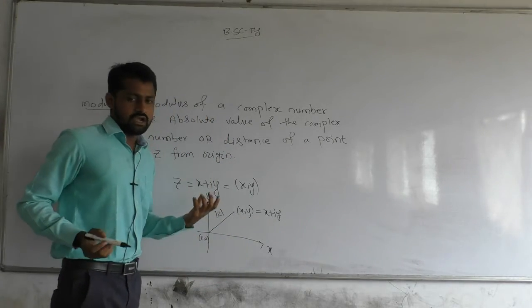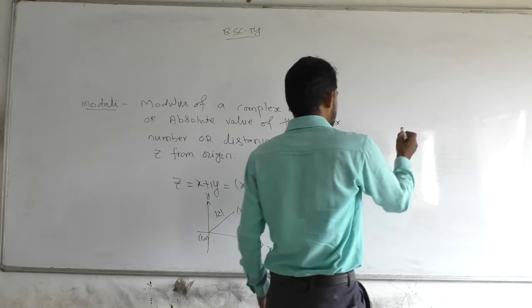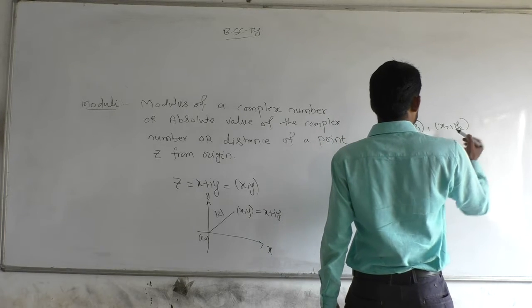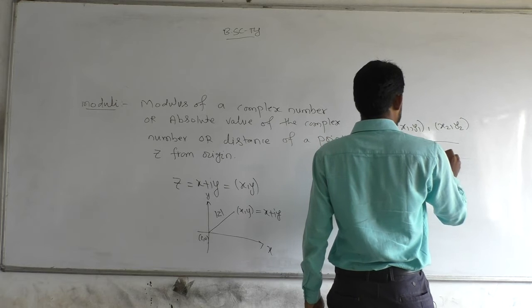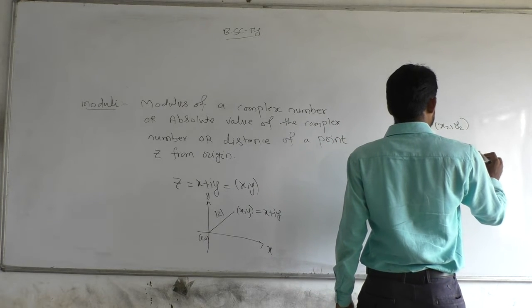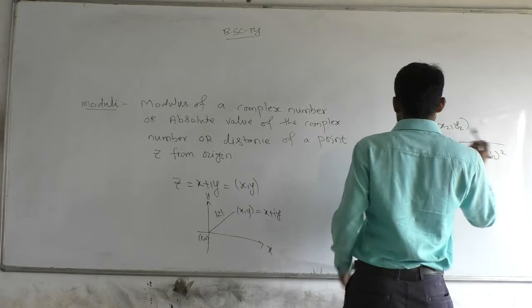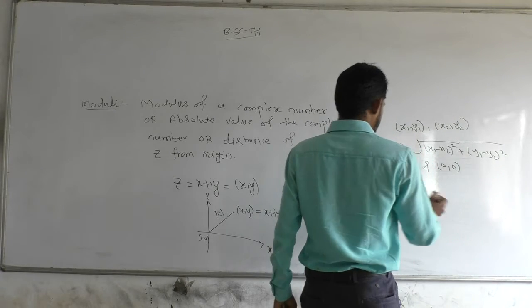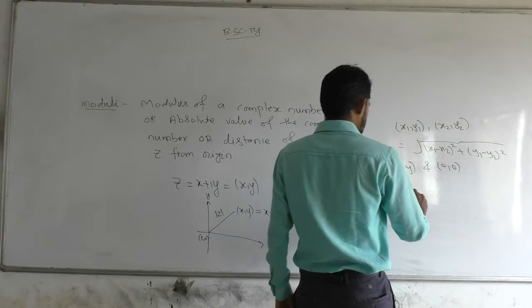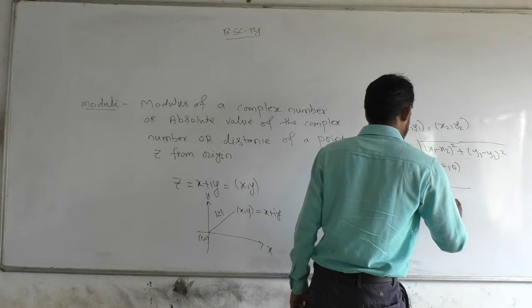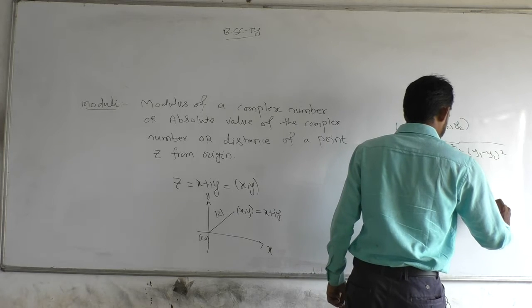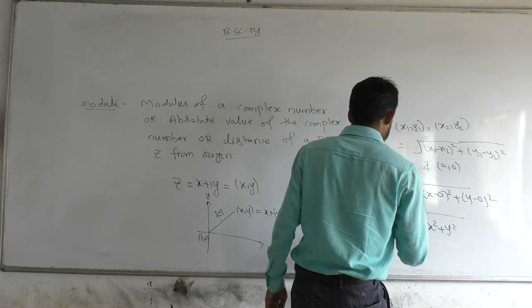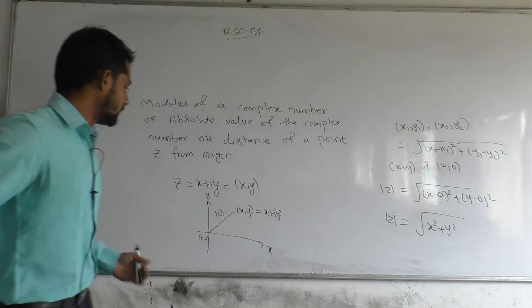We know that if we have given 2 points (x1, y1) and (x2, y2), then the distance between these 2 points is the square root of (x1 minus x2) whole square plus (y1 minus y2) whole square. So this is the distance. Now find the distance between (x, y) and the origin. Then it becomes mod z is equal to the square root of (x minus 0) whole square plus (y minus 0) whole square. It is nothing but the square root of x square plus y square. So this is the modulus of any complex number.